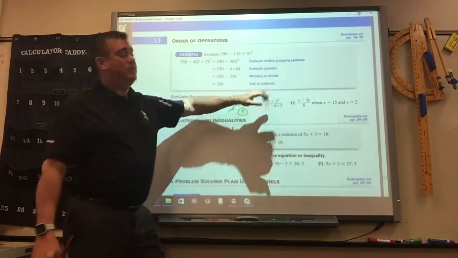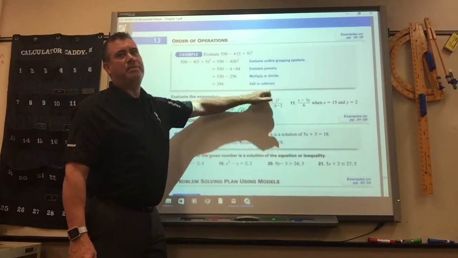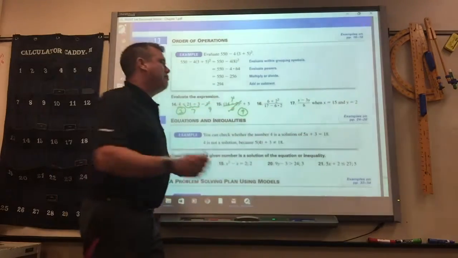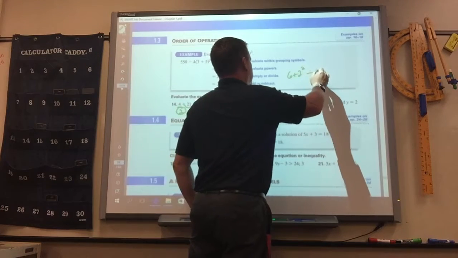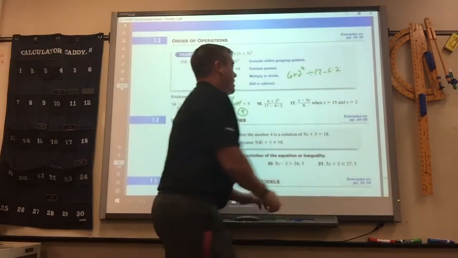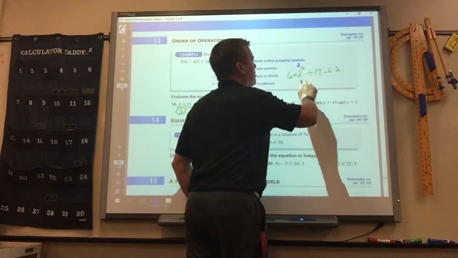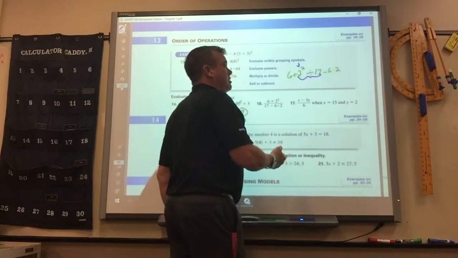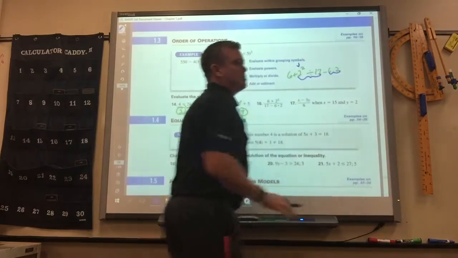This one, when it's in fraction form, you've got to figure out the top, figure out the bottom, and then you divide them. If you just punch it in, 6 plus 2 squared divided by 17 minus 6 times 2, you'll get a wrong answer. Because it'll do this first, then it'll do whatever this is divided by just 17, then it will multiply those, and then it'll add or subtract left to right.